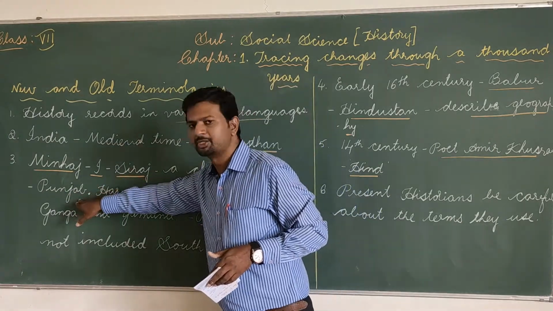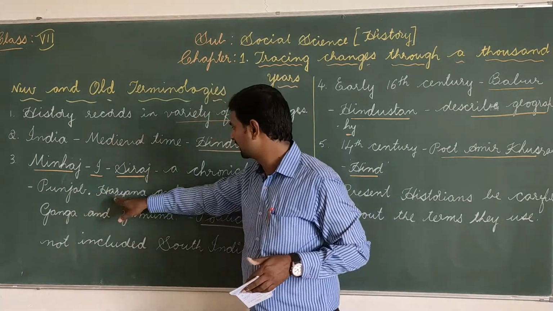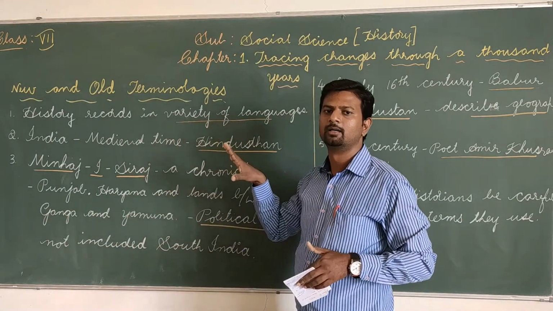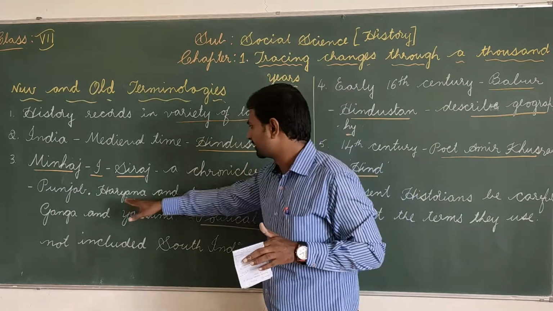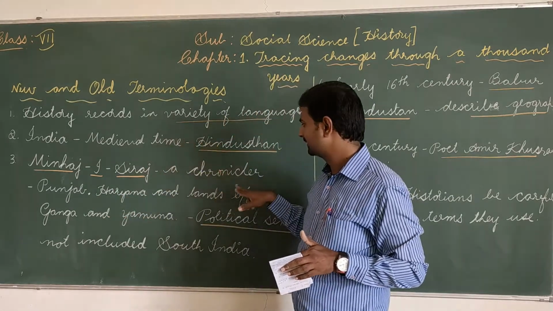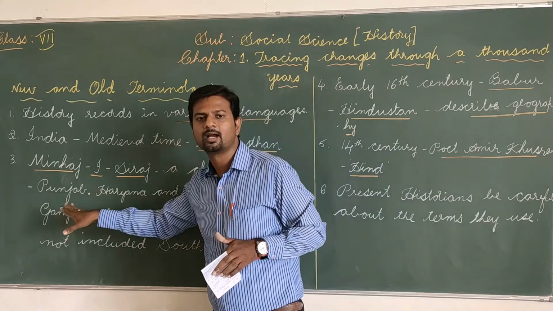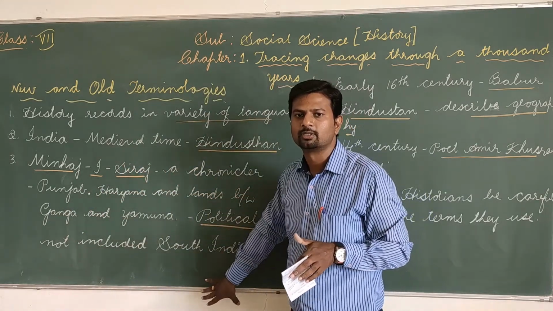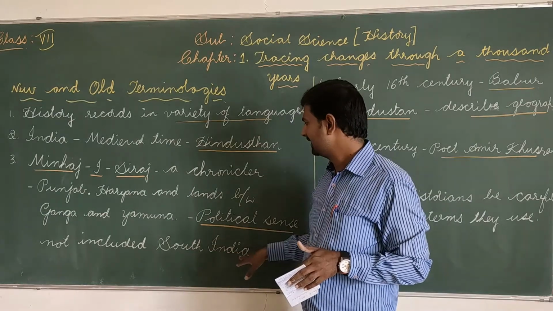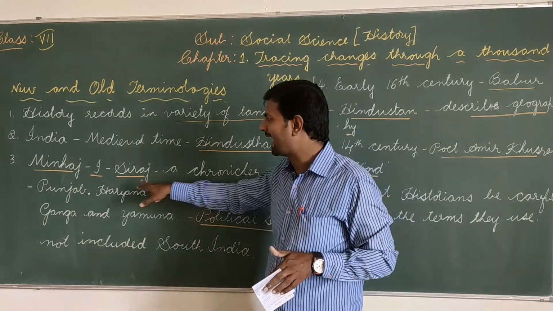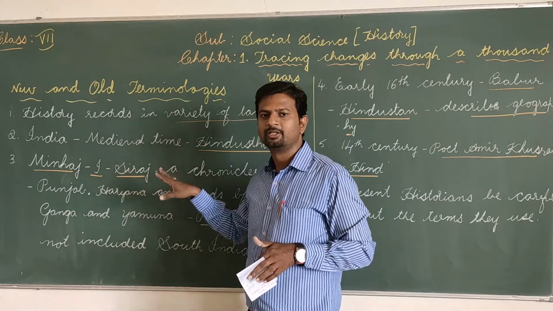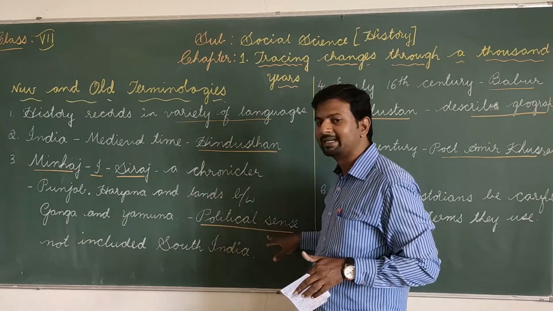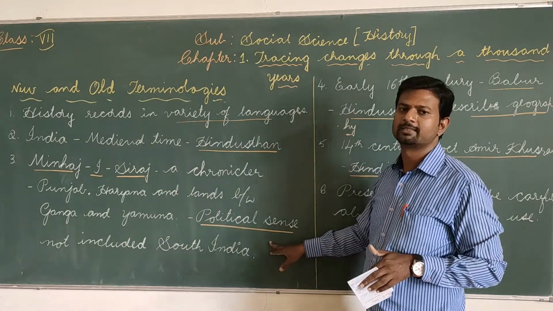His name is Minhaj-i-Siraj. He mentioned only Punjab, Haryana, and the lands between the Ganga and Yamuna. He did not include South India. Why did he mention Hindustan only for these areas? Because of the political sense.